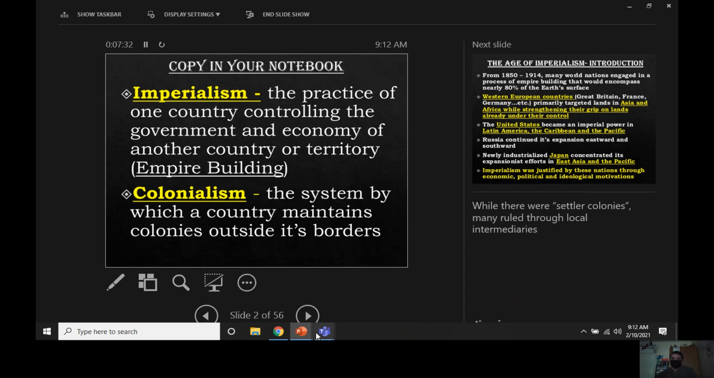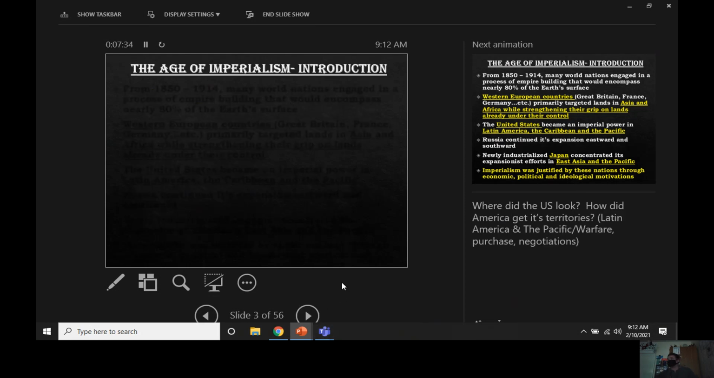So let's introduce the age of imperialism, and then I've got some questions for you based on what you read yesterday. And if you did your reading, a lot of this is going to sound familiar. A lot of this is ripped directly out of the AMSCO book. So, hopefully it'll be a good review.